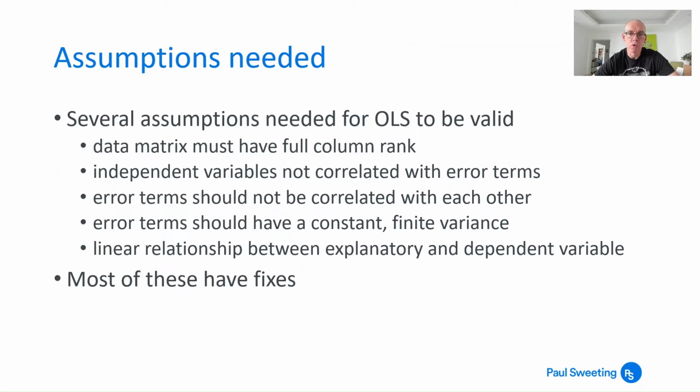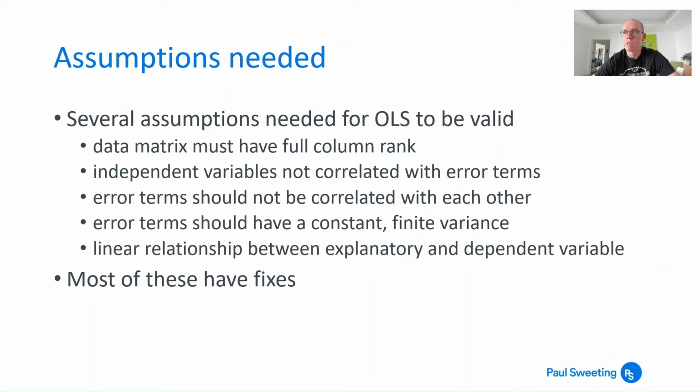Now, if you're doing ordinary least squares, and this applies to any regression really, you've got a number of assumptions that you need for the results to be valid. So the first is the data matrix has to have a full column rank. What this means is that you can't have any column which is a linear combination of any other columns that you're looking at. So if one variable that you're considering is equal to the second and third variable added together, or the fourth minus the fifth, or even just equal to the sixth, then OLS doesn't work.